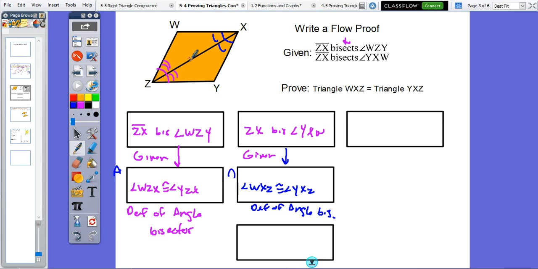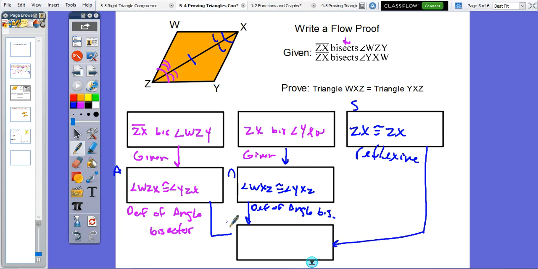In this case, the included side, the one right in the middle. Now in this case, it'll be ZX to ZX because the angles match up nicely. The Z on this side versus the Z on the bottom, they match up. The X on top, X on the bottom, they match up. So that's our reflexive property. So here's our side. So all three lead to our final statement.